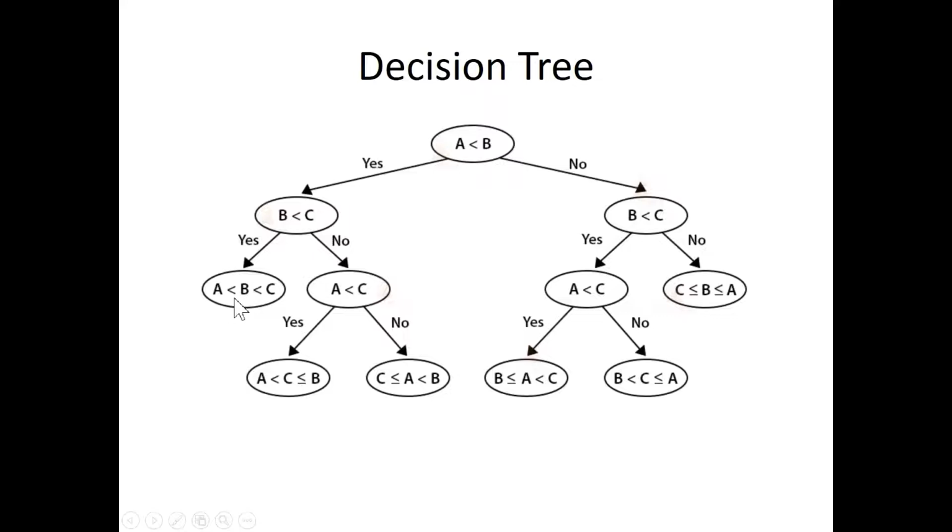For that leaf, we have A less than B less than C, and it will be associated to a particular class, for instance. Okay, so on the left we have yes, on the right we have no, and so on. And on the leaves we have the antecedents of a given propositional rule. Okay, so this is a single decision tree.